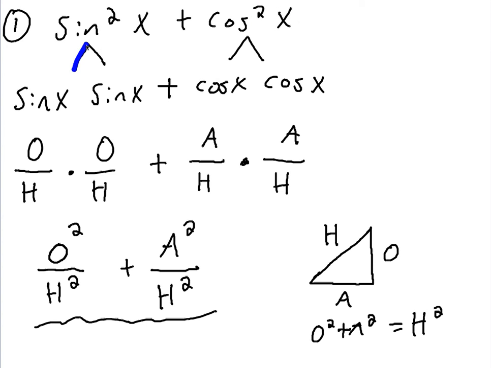So the first thing we're going to do is break down sine squared into sine times sine, since that's exactly what happens when you square something. Next, we're going to break down cosine squared into cosine times cosine, since again, that's exactly what happens when you square something.